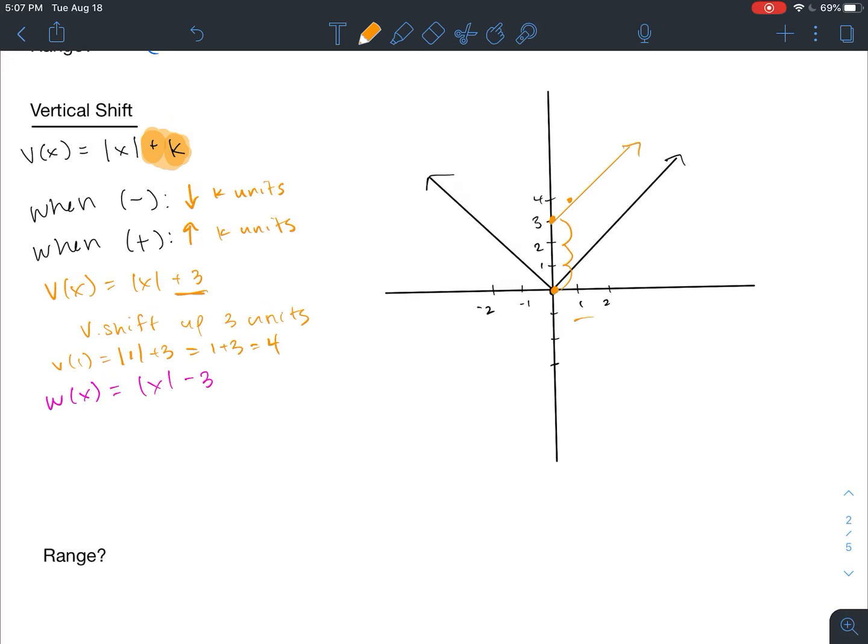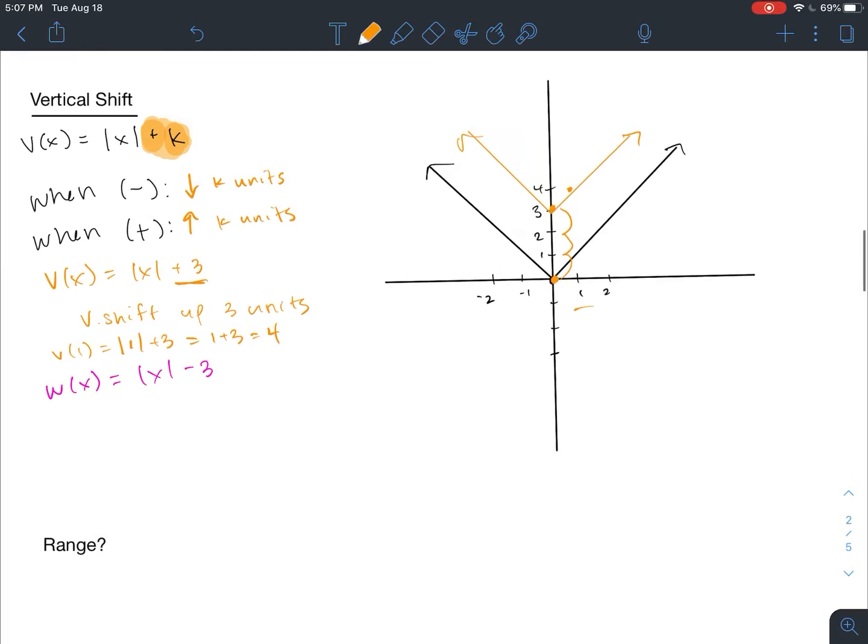Okay, and we know it's symmetrical because of the absolute value, so likewise in this direction, we'll see it look like that. And notice that on each side where our y value is 4, for x equals 1 and x equals negative 1, it's still going to be 4.